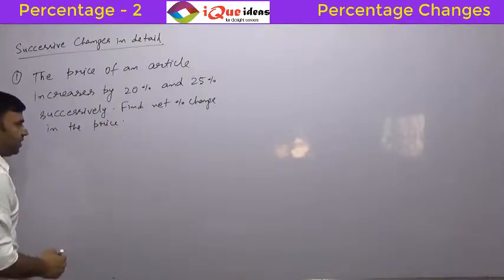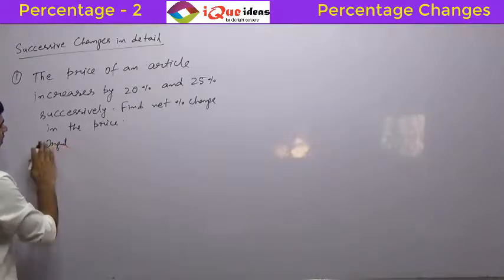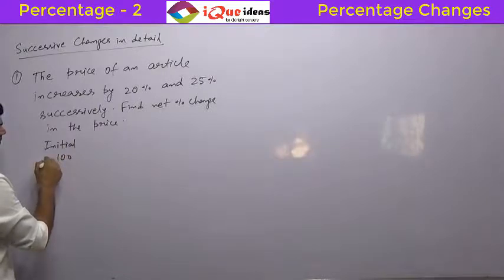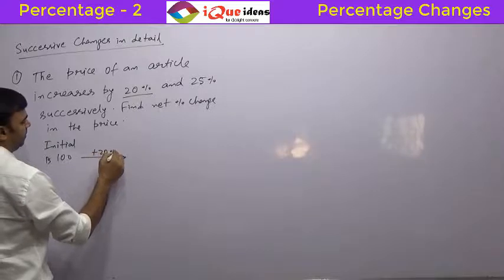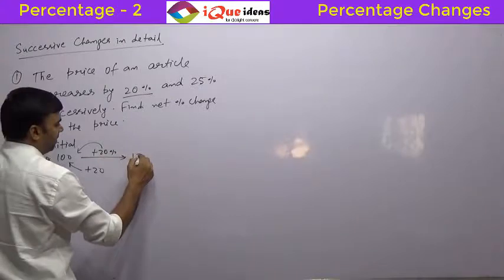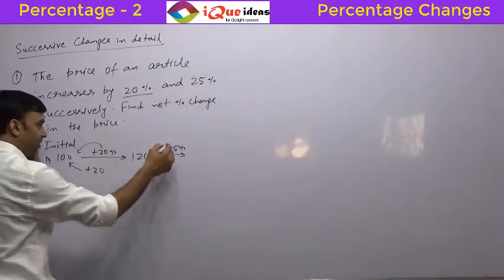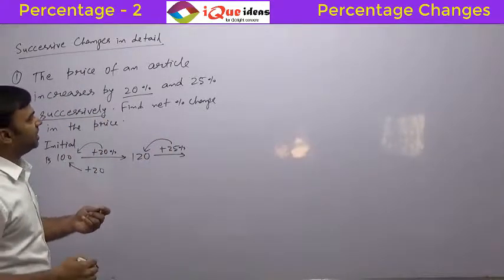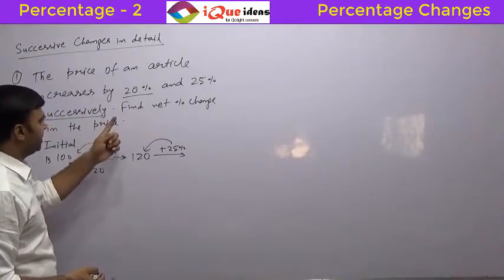Again, there are two ways, and in this question I'll use both methods. Let's say the initial price is 100 rupees. First, it increases by 20%, so plus 20%. 20% on 100, 20 is added to 100, it becomes 120. Then 25%. This 25% is successive. Successive means on the new value. Whenever there is the word successively, except population, every time it has to be mentioned, because in population it is always successive by default. But in other cases it has to be mentioned.